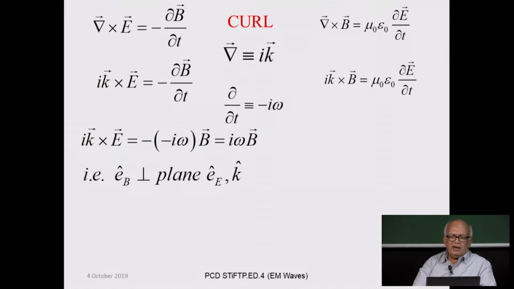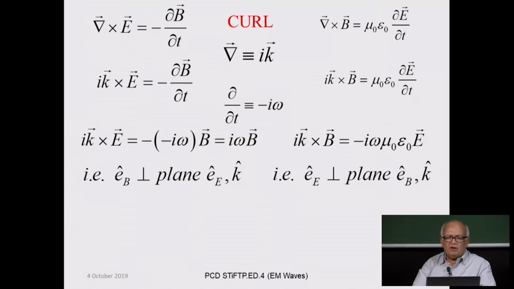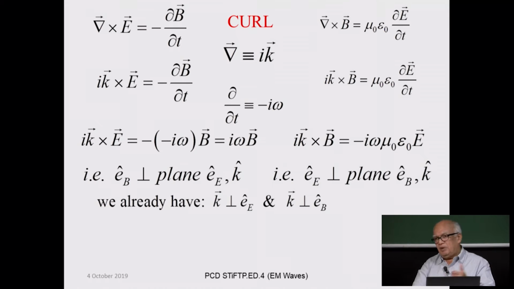That the magnetic field is orthogonal to the plane of k and E, because the cross product of k and E is in the direction of the magnetic field, and the cross product of k and B is in the direction of the electric field. So E is orthogonal to the plane containing k and B, and B is perpendicular to the plane containing k and E. And you have already discovered in the previous slide that k itself was orthogonal to the two directions of the electric and the magnetic fields.